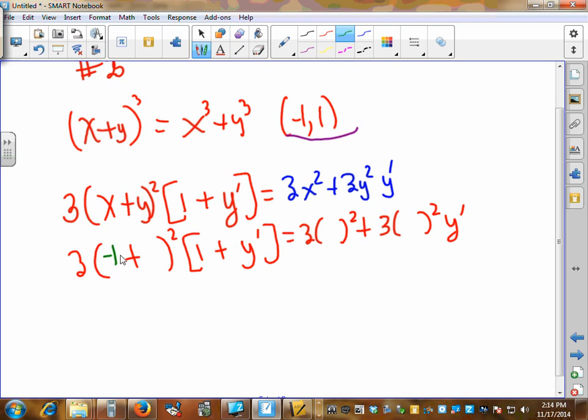Everywhere we see x, we plug in negative 1. Everywhere we see y, we plug in 1. So here, negative 1 plus 1 gives us 0. 0 squared is still 0, times 3 is 0, times all that is 0. That whole side ends up being equal to 0. Here now, this is going to be 3 plus 3y derivative.